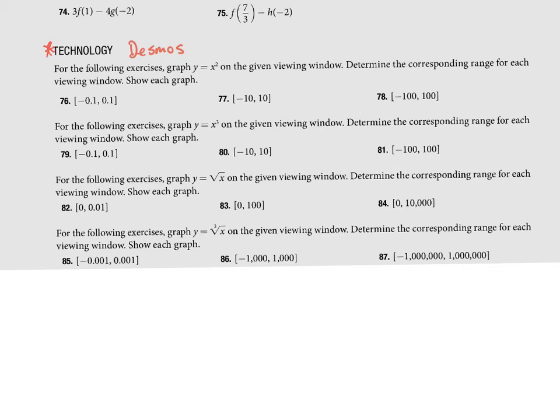In this case, we are supposed to graph y equals x squared on the given viewing window. When they give you this viewing window, they're giving you the x values, the values they want to display on the x-axis. You're still going to have to search to find the y values. After we determine the corresponding range, we will have our graph fitting in that window. Let me show you what I mean.